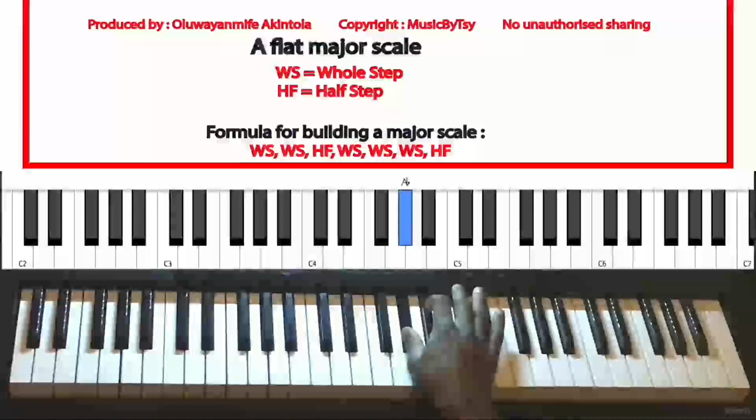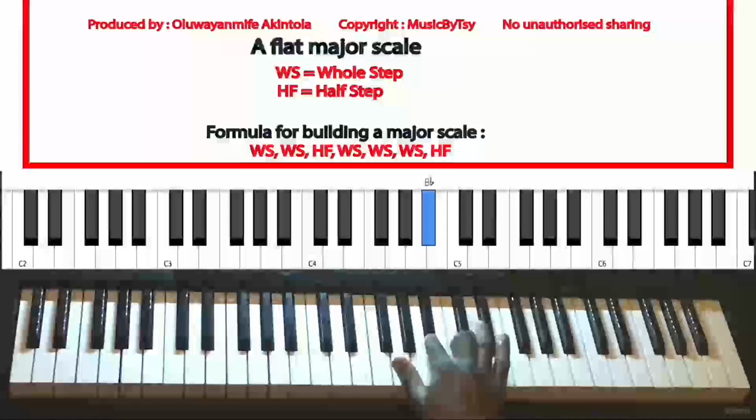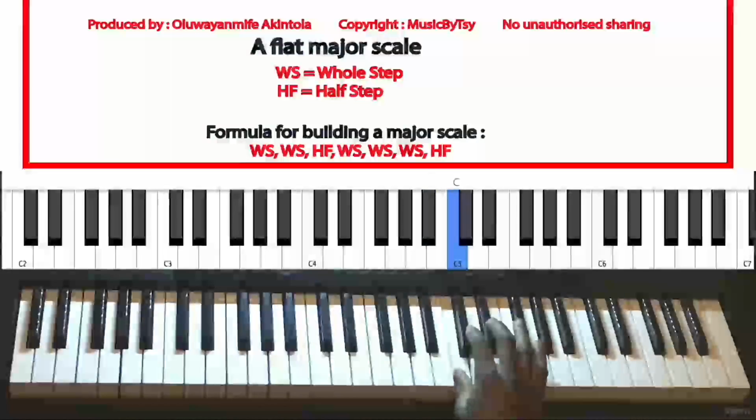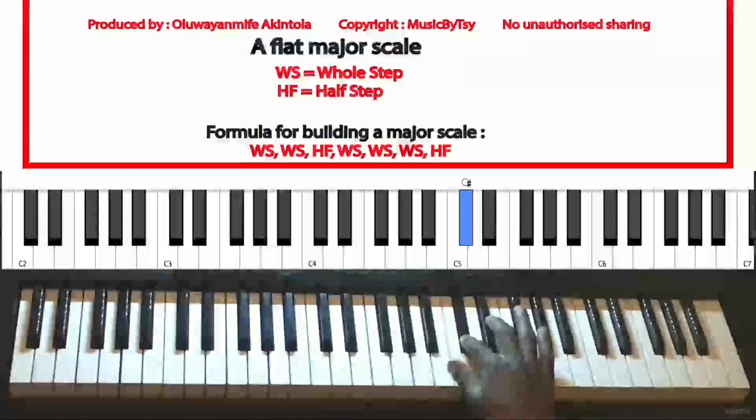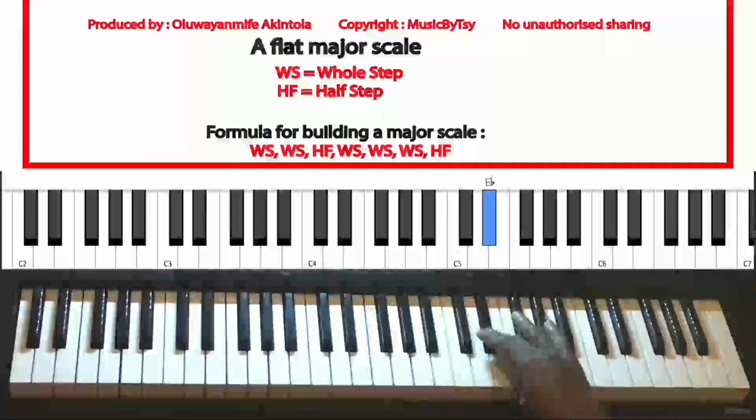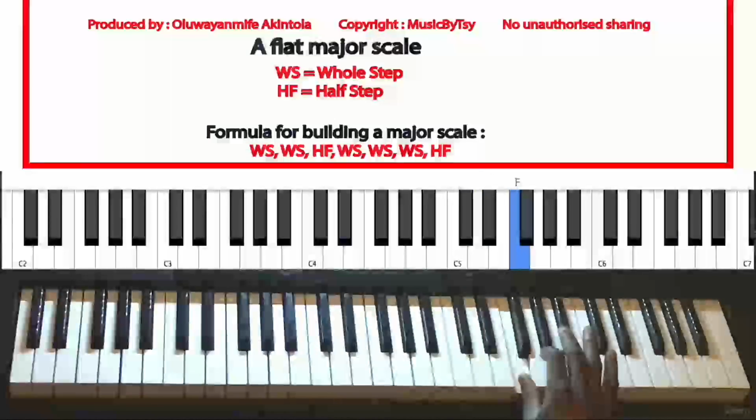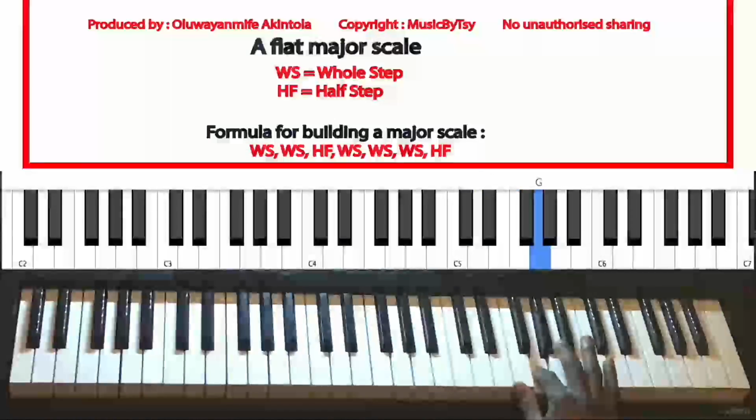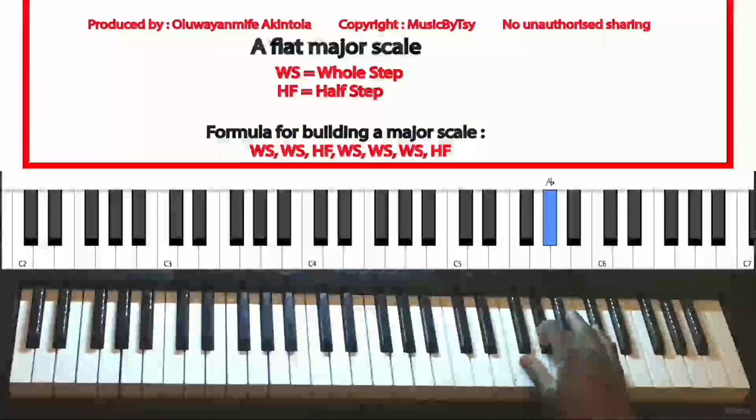Starting from the key of A flat, we're going to take a whole step, and then another whole step, and then a half step, and then a whole step, and then a whole step, and then a whole step, and then a half step. See that? Let's do that again.